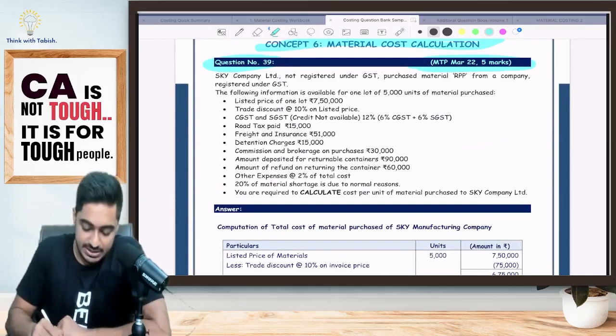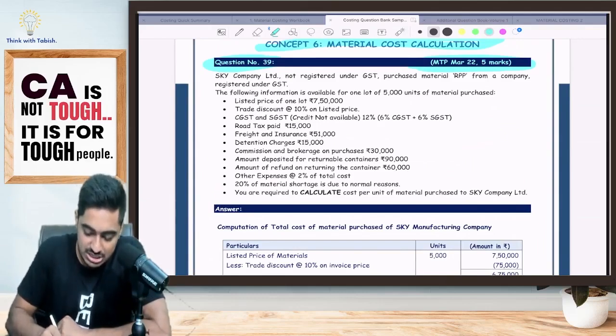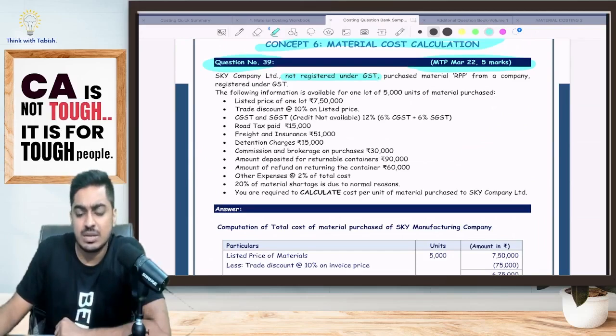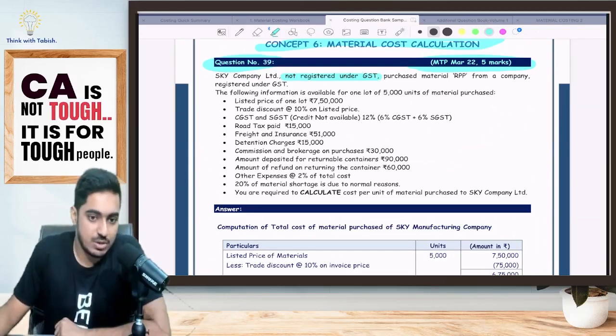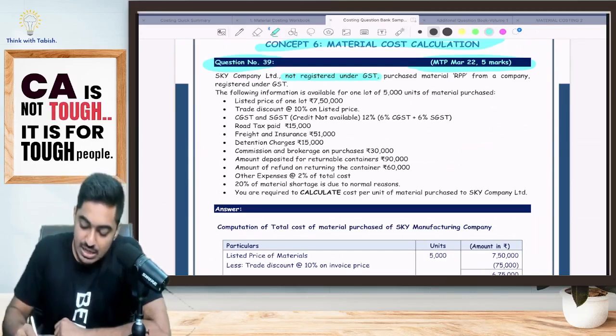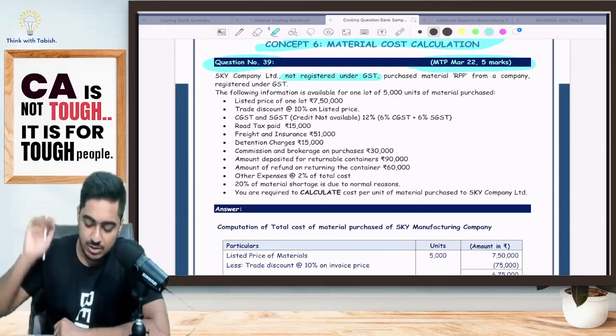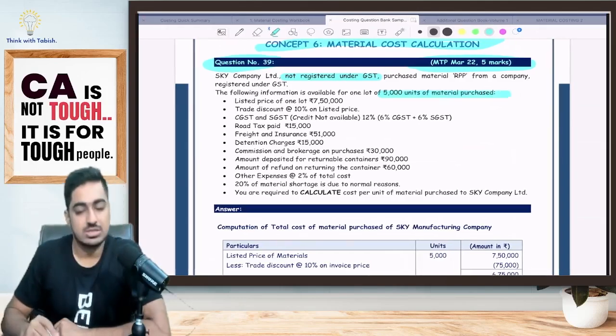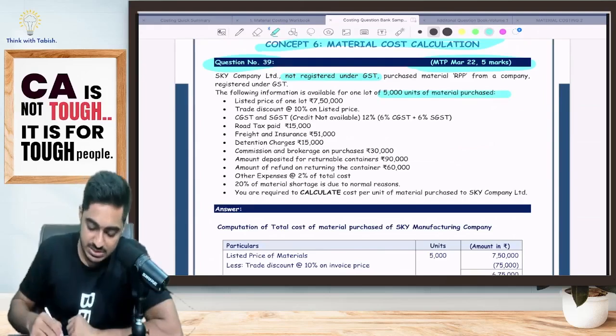Sky Company Limited, not registered under GST. Okay, there is a company which is not registered. Tell me one thing, students, if I am not registered under GST, will I be getting input tax credit? No, I will not be getting input tax credit. Okay. Purchased material from a company which is registered. That means they are charging, but I will not be getting credit. The following information is available for one lot of 5,000 units. One lot I have purchased, 5,000 units.